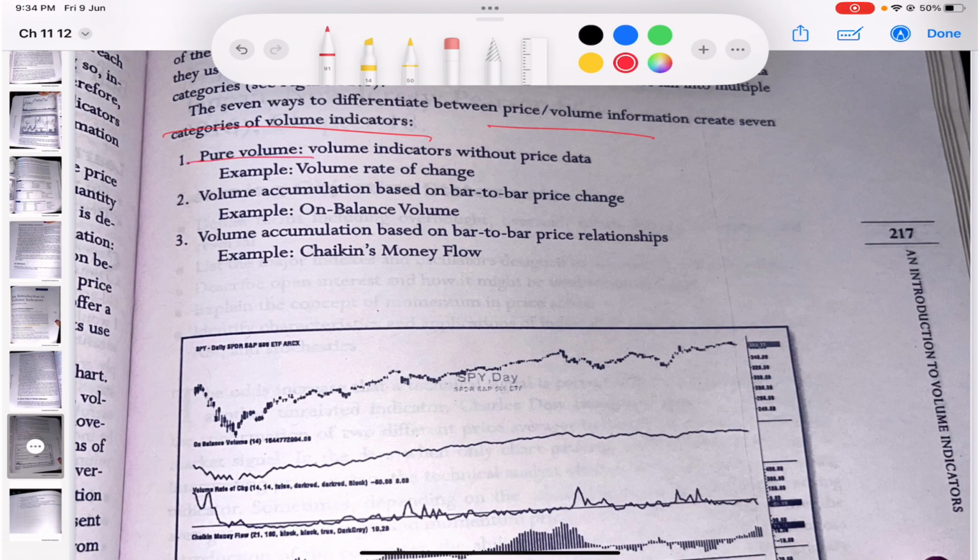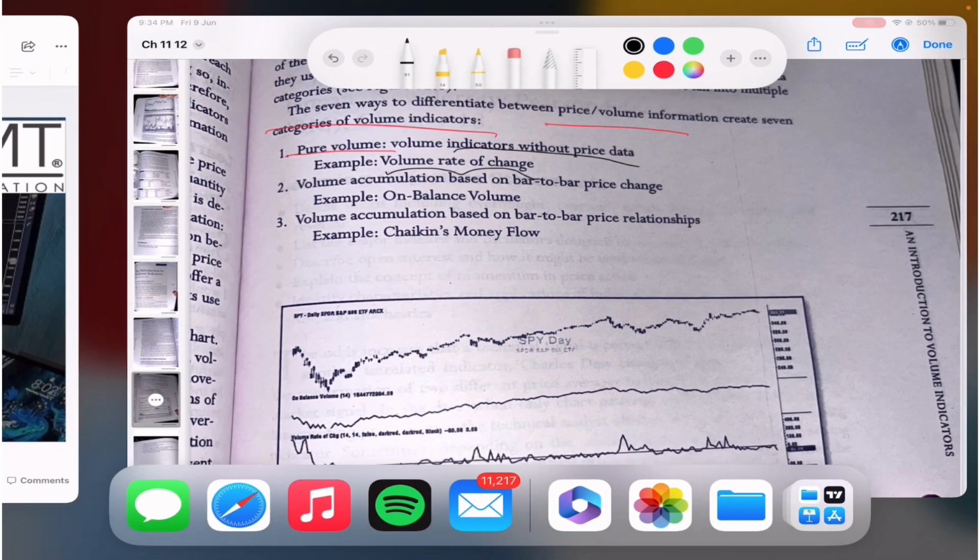Pure volume. So what is a pure volume? Pure volume is a volume which is 100% pure. It does not include the price data. So volume rate of change is one such indicator which uses only the volume. It does not include the price data in the picture. That is my volume rate of change.